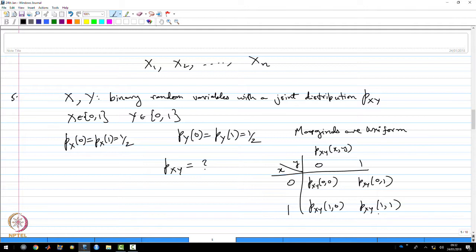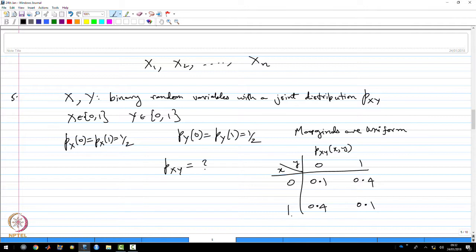So for instance, you can write something like this, right? So I could have something like 0.1 here, 0.4 here, 0.4 here, 0.1 here. Okay, so this you can check is a valid joint PMF. You add up all of them, you get 1, and your marginals are still 0.5, 0.5. So how do you get the marginal of y? You have to add these two things, 0.1 plus 0.4, that's 0.5. For the marginal for y equals 1, it is 0.4 plus 0.1, again 0.5. So every marginal is 0.5.